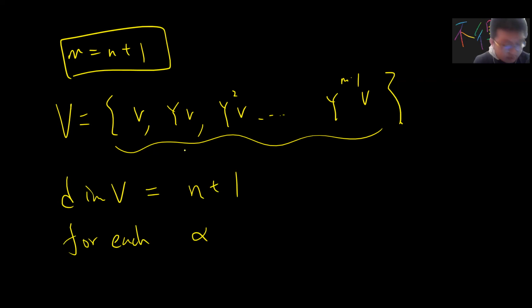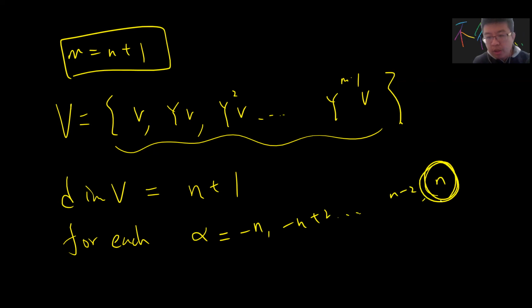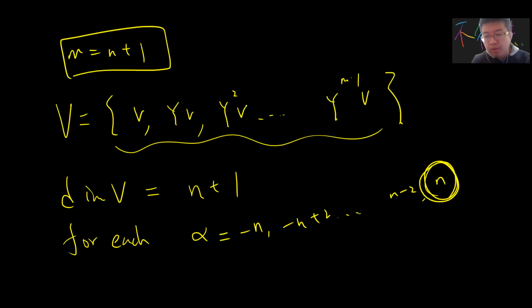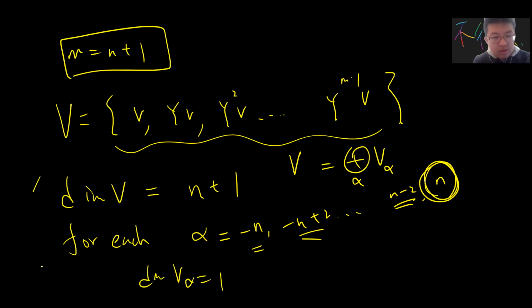So this alpha starts from minus n plus 2 up to n minus 2n, right? Now it's very important. n can be an integer, a positive integer, because m is a positive integer. So now this is our V. Our final representation will be V, the direct sum of V alpha, where alpha belongs to all of these, and each V alpha has dimension 1. So this is what we just proved.